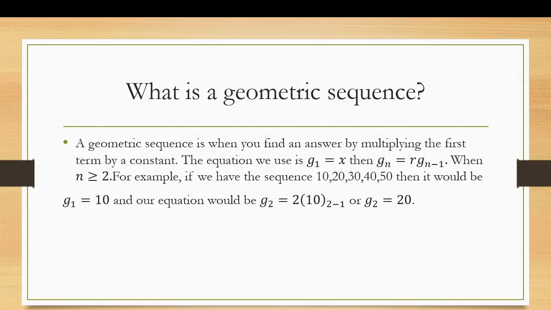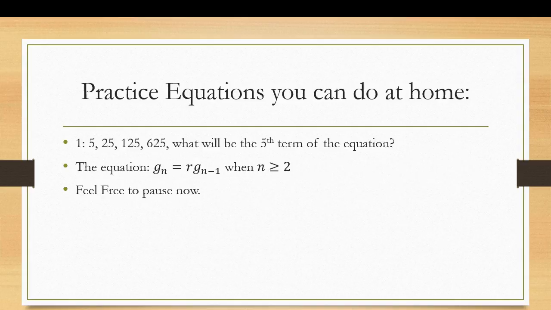For example, if we have the sequence 10 through 50, then it would be g sub 1 equals 10 because 10 is the first term. And our equation, if we're trying to find the second term, which we already know is 20, would be g sub 2 because it's the second term, 2 because that's our rate of change, everything's being multiplied by 2, in parentheses 10 because that was our first term, to the sub 2 minus 1. And with that, we get g sub 2 equals 20.